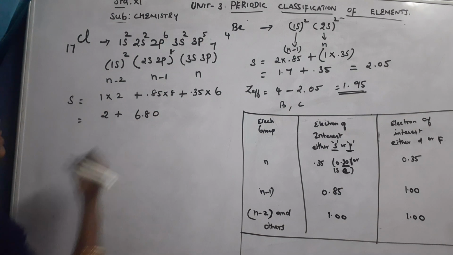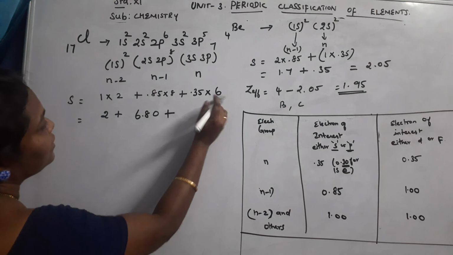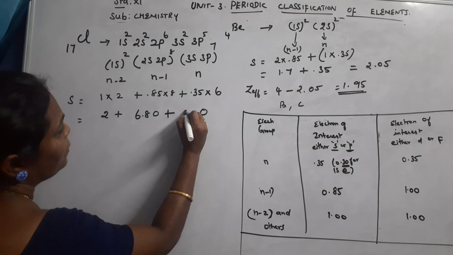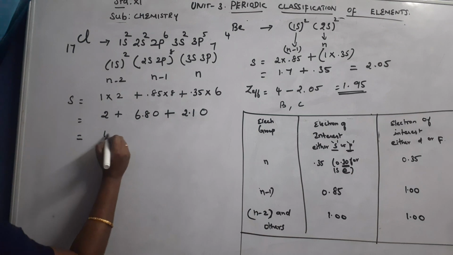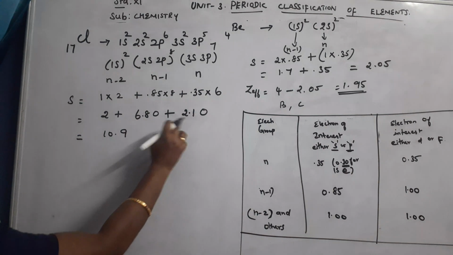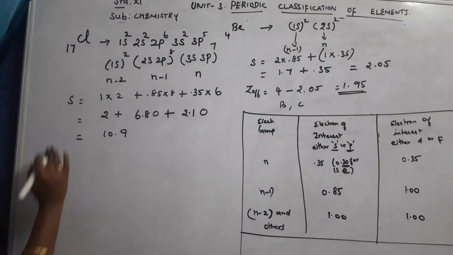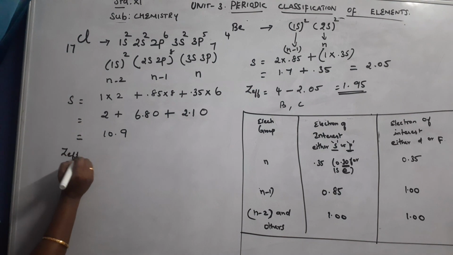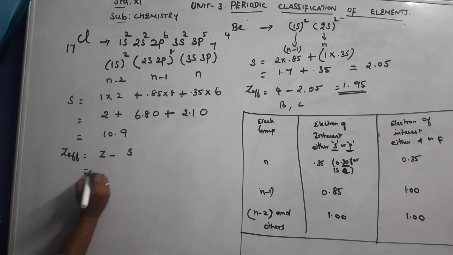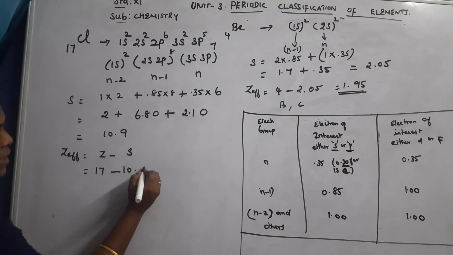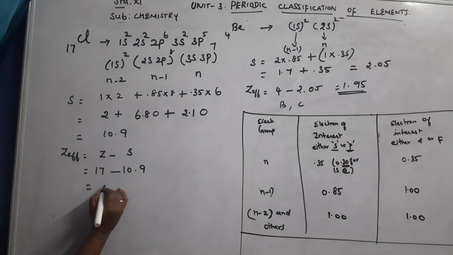Let us add all these together. So we are adding all this, and we are getting 10.9. Is it correct, ma'am? 10.9. So what's the formula? Z effective equals Z minus S. What's the atomic number for chlorine? 17. Therefore 17 minus 10.9 is equal to 6.1. Have you all understood now how you have to calculate?